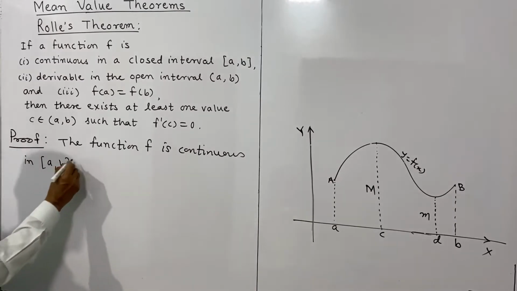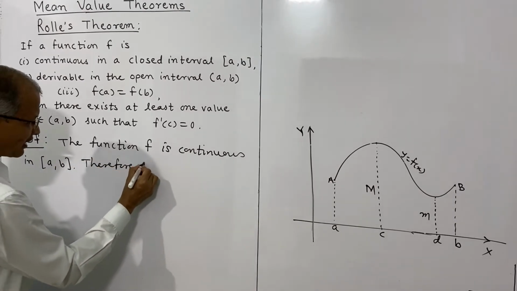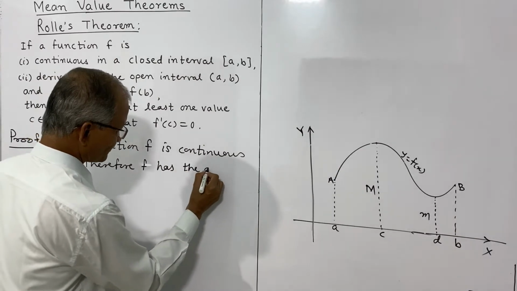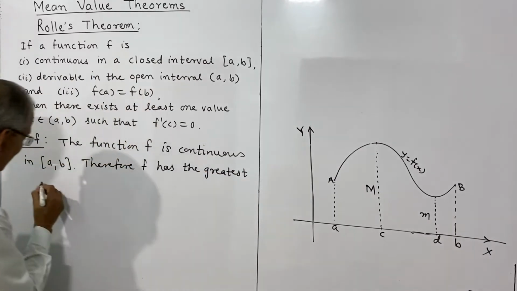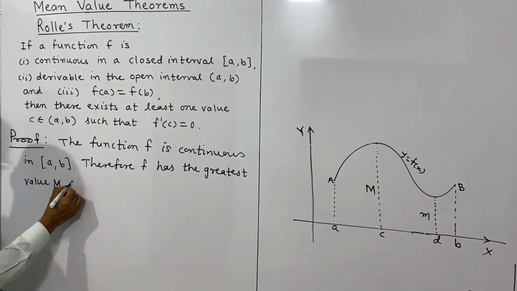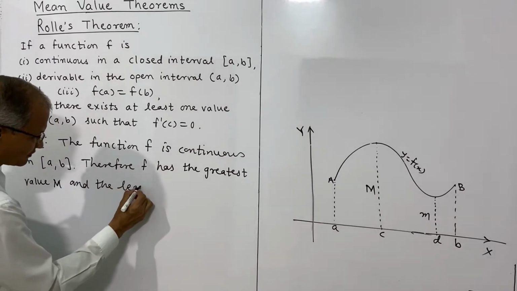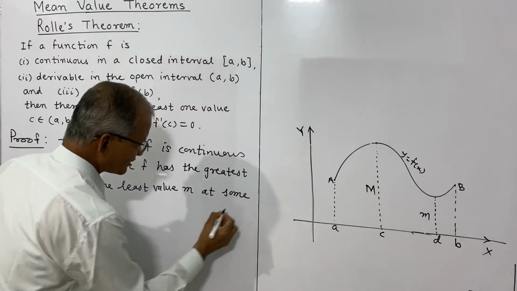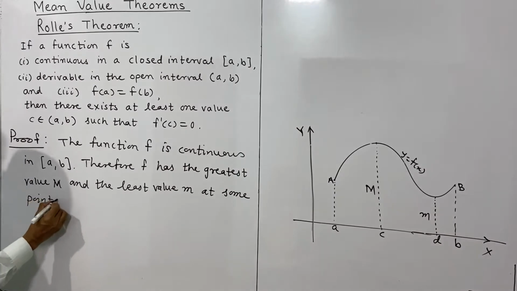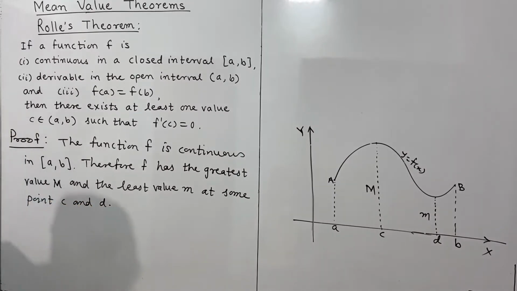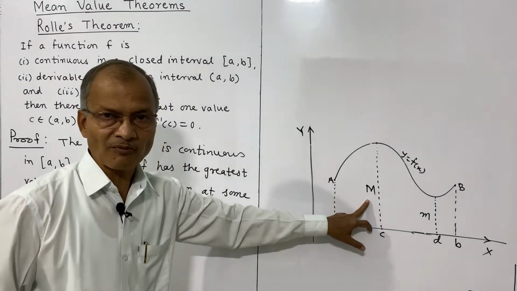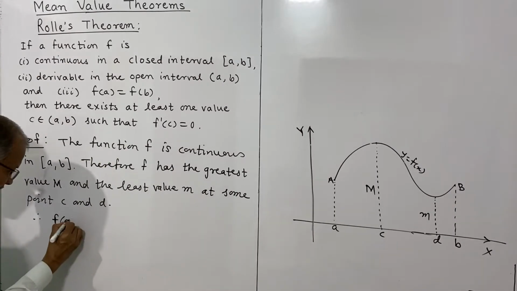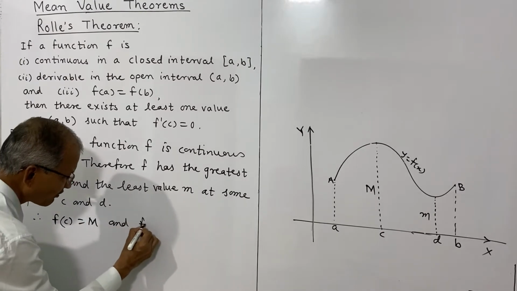The function is continuous, therefore f has the greatest value, capital M, and the least value, small m, at some points C and D. That means we have assumed the function has its maximum value M at point C. So f of C is equal to M and f of D is equal to small m.